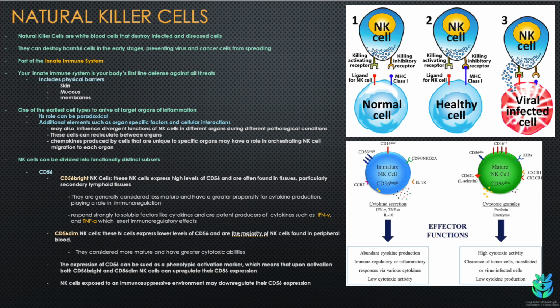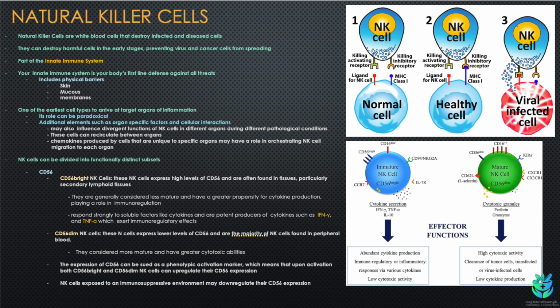Now, CD56 dim is a type of natural killer cell, and these natural killer cells express low levels of CD56 and are the majority of natural killer cells found in peripheral blood. They are considered more mature and have a greater cytotoxic ability. The expression of CD56 can be used as a phenotypic activation marker, which means that upon activation, both CD56 bright and CD56 dim natural killer cells can upregulate their CD56 expression.